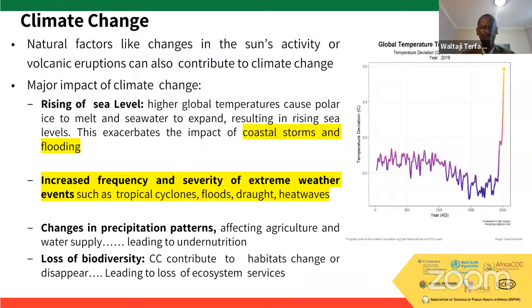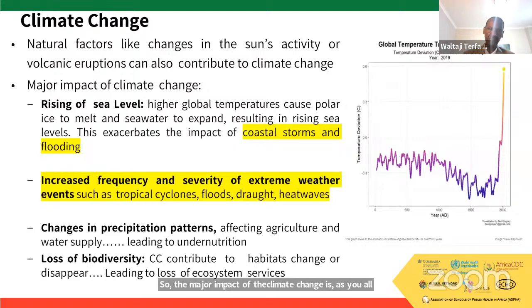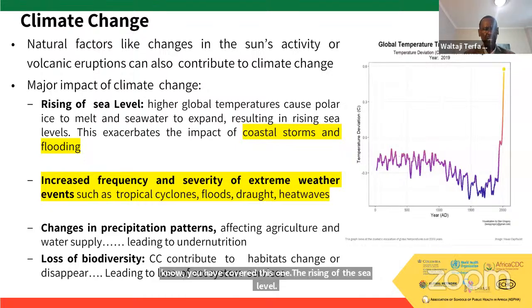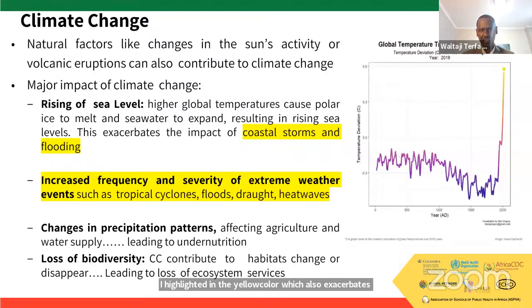The major impact of climate change is, as you all know, you have already covered this one, the rising of the sea level. I highlighted this in yellow color, which also exacerbates coastal storms and flooding. And at the same time, it increases the frequency and severity of extreme weather events, such as tropical cyclones, floods, droughts, and heat waves.